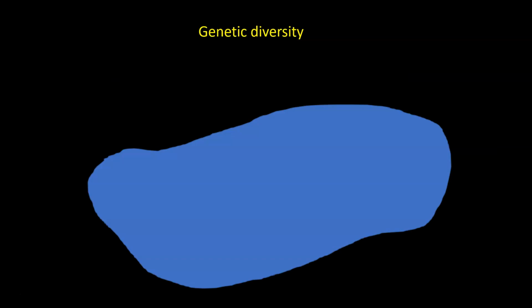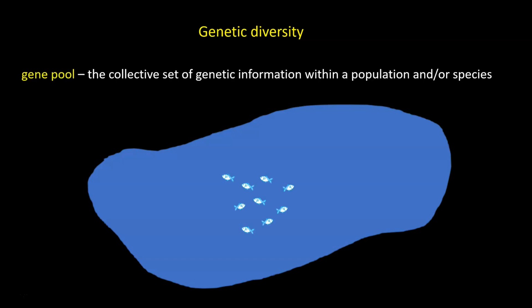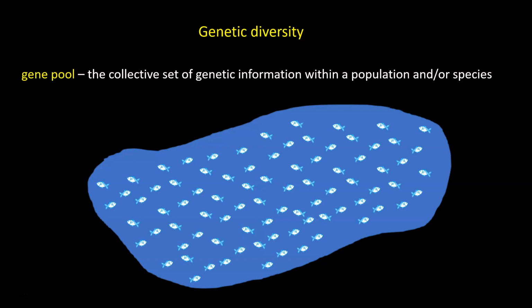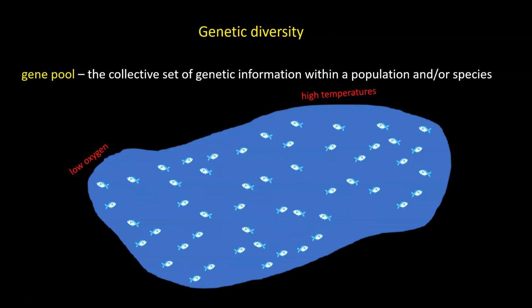If we look at all of the individuals in a population, we have a lot of different genes to consider. Collectively, these are known as the gene pool, the collective set of genetic information within a population of a given species. The larger the gene pool, the larger the genetic diversity. A larger gene pool means that when the environment is stressed for some reason, say with high temperatures or low oxygen or pollution, there is a greater possibility that at least some members of the population will survive.